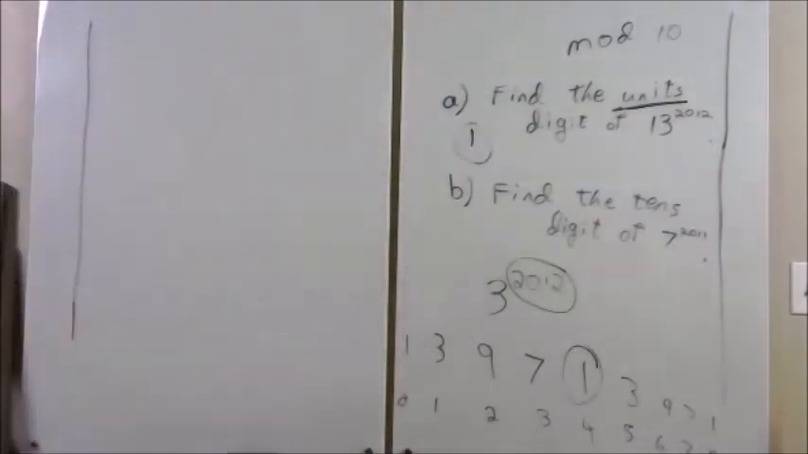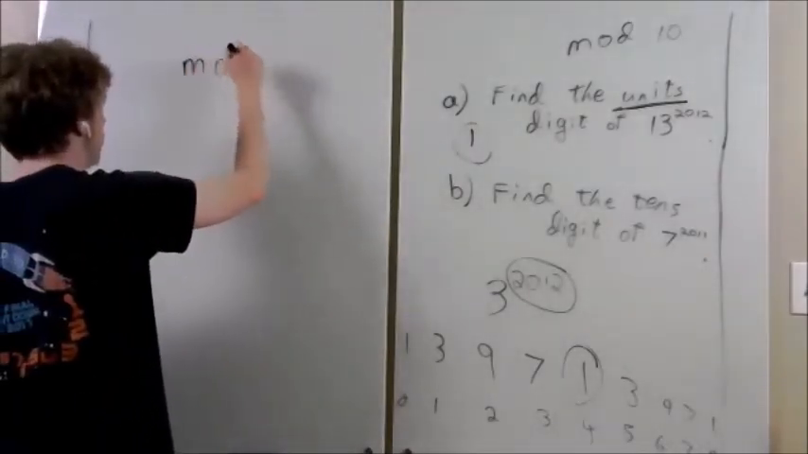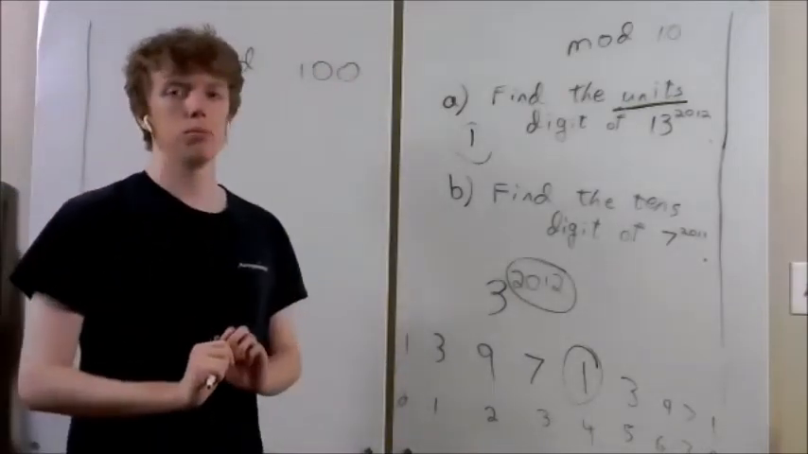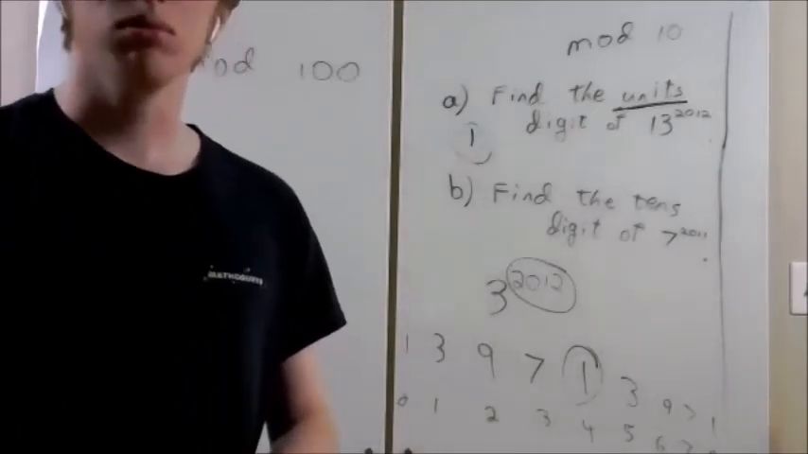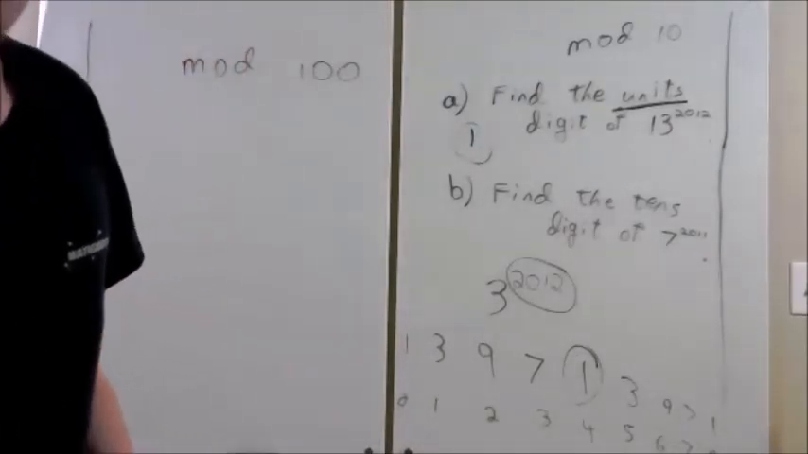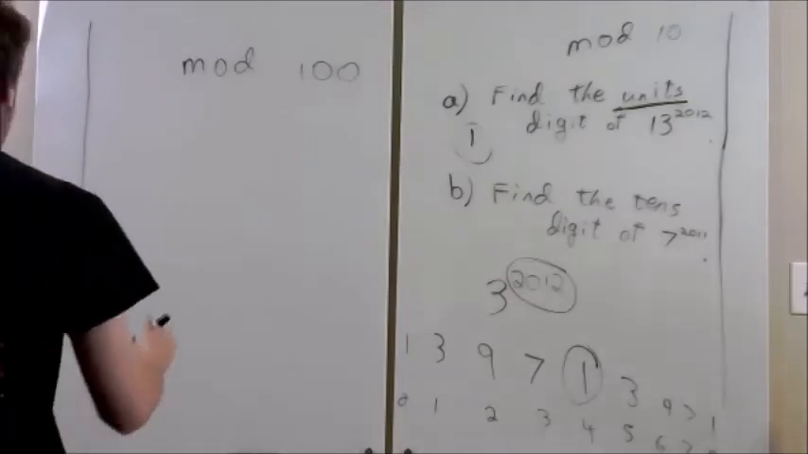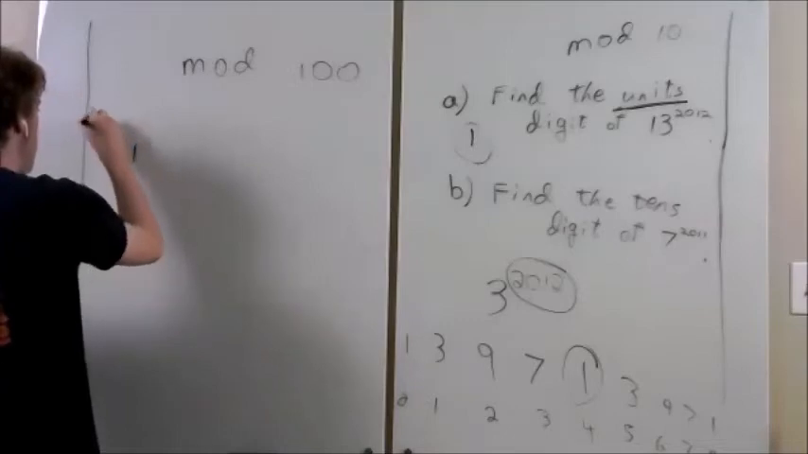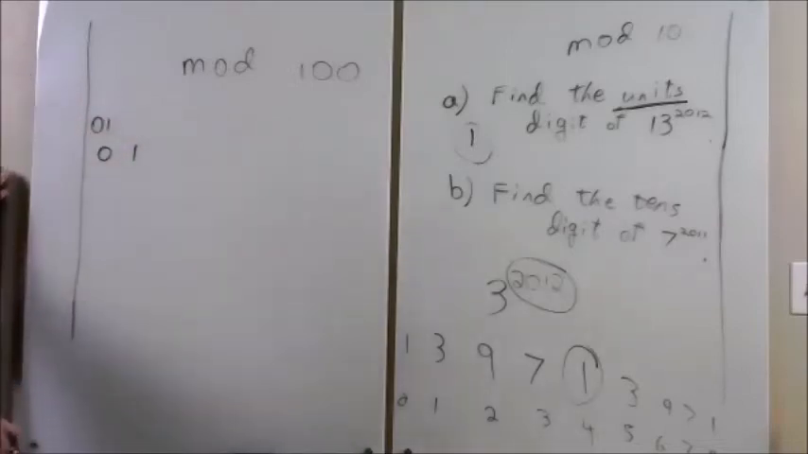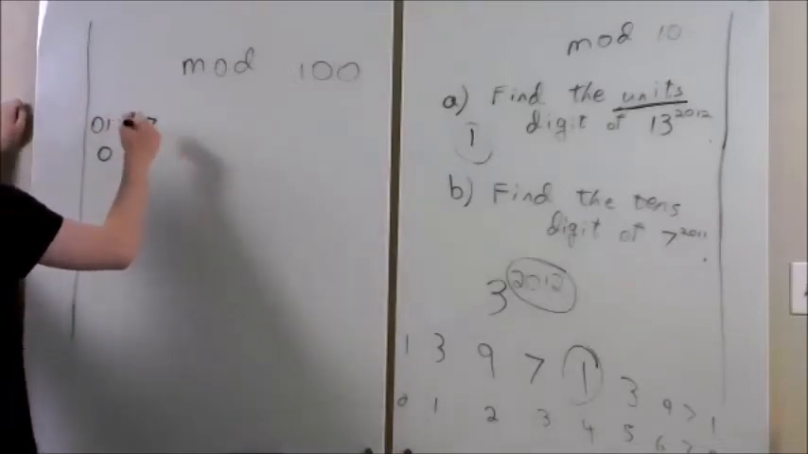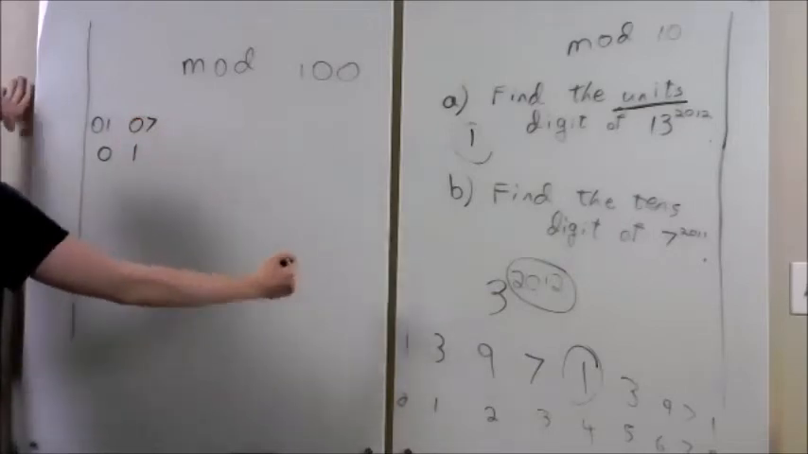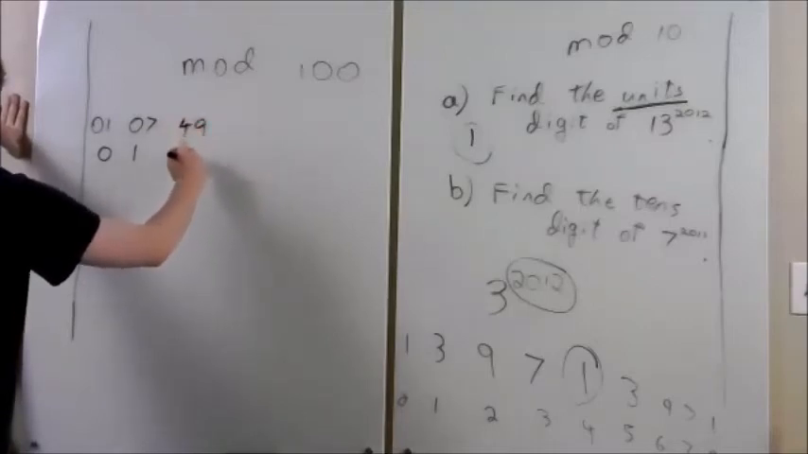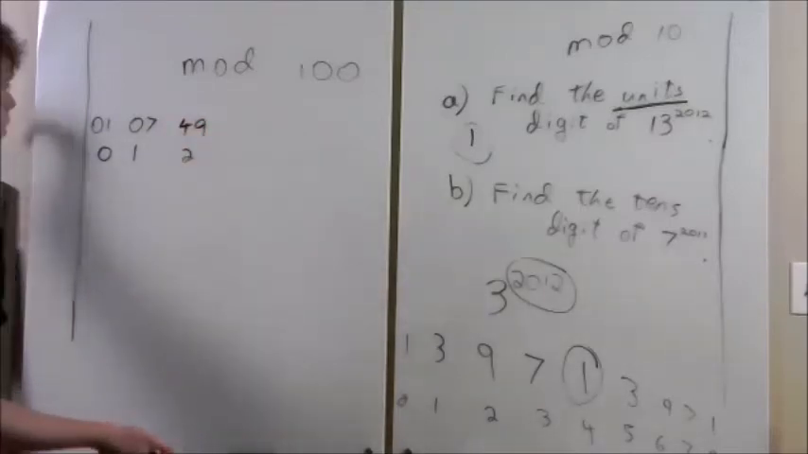So what we're going to do is we're going to look mod 100. So what mod 100 does is it tells you about the last 2 digits of a number. So if you look at the last 2 digits of powers of 7, you start off with 7 to the 0 is 1, which we can just write as 01. 7 to the 1 is 7. Okay, 7 times 7 is 49. So 7 to the 2 is 49.